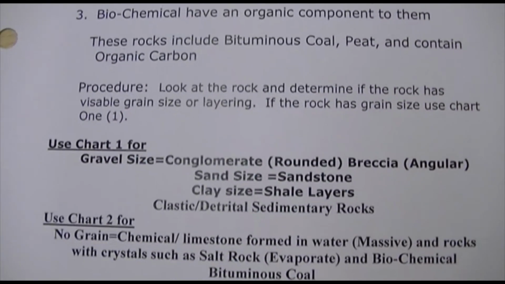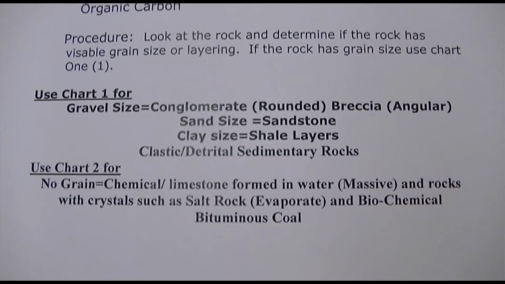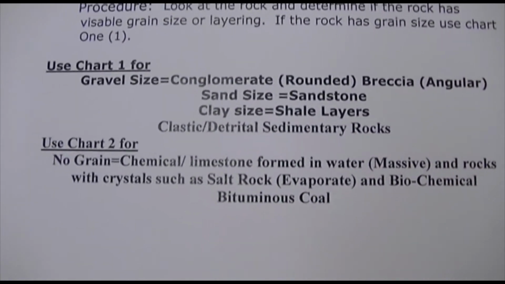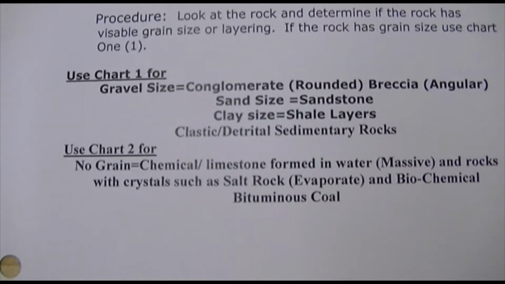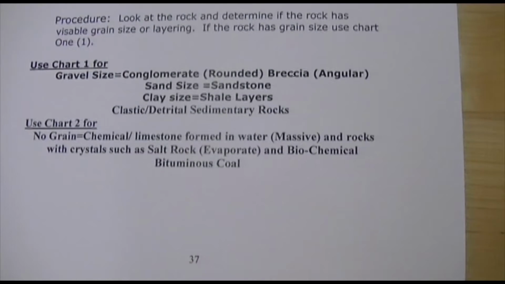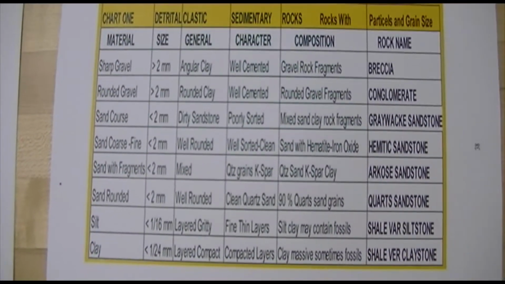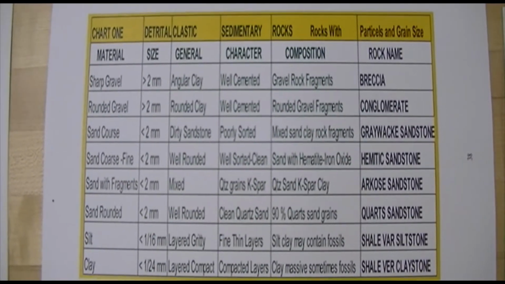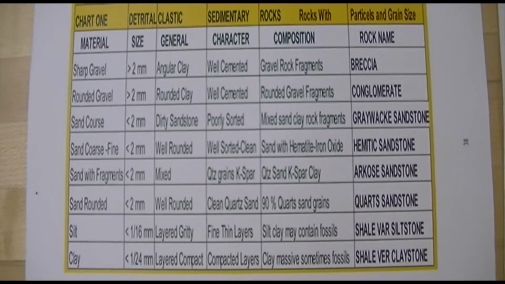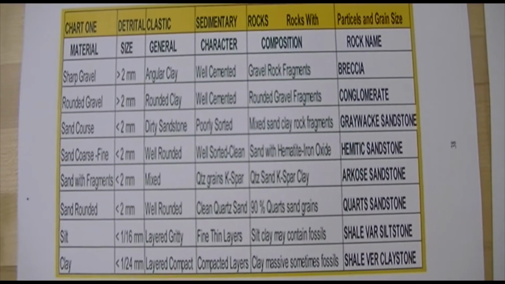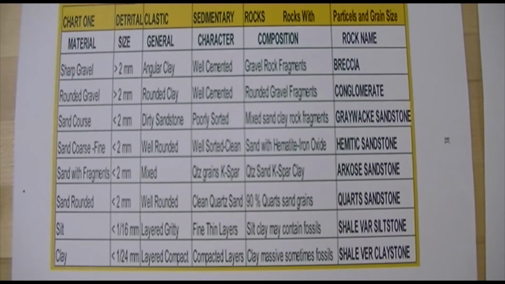So basically, we're going to use 2 charts here. Chart number 1 is for grain size. Chart number 2 is no grain size. So what you look at first when you look at sedimentary rocks is you ask yourself, can I see grain size? If you see grain size, then we're on chart number 1. These are all rocks with grain size. They range from gravel all the way down to clay. Gravel is the coarser, larger size material, and clay is the finer grain material.